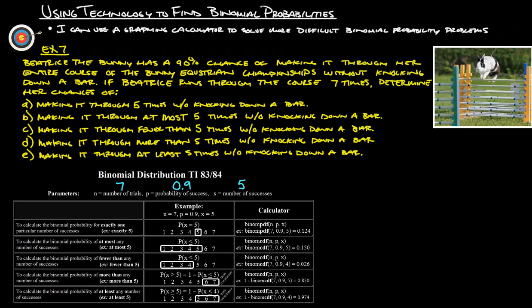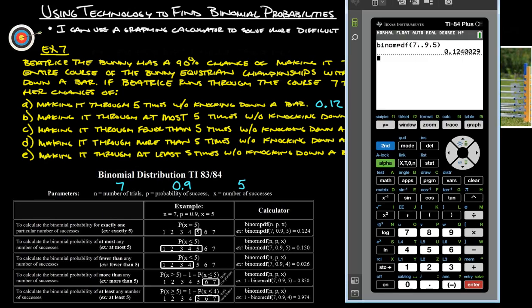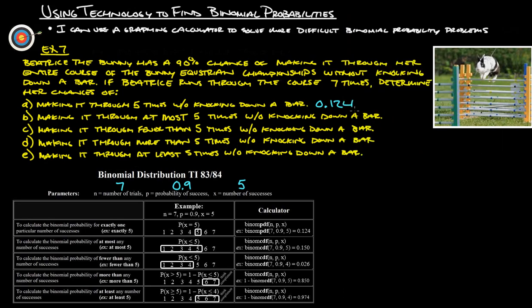So that would be 0.124. Our chances, or probability, is usually best just left as a decimal. Now for B, it says making it through at most 5 times without knocking down a bar. That means what's the probability of getting through 1, 2, 3, 4, or 5 times? So that's at most 5.